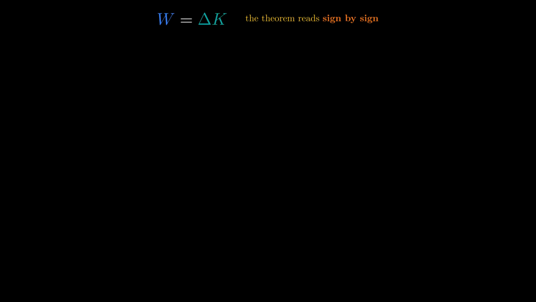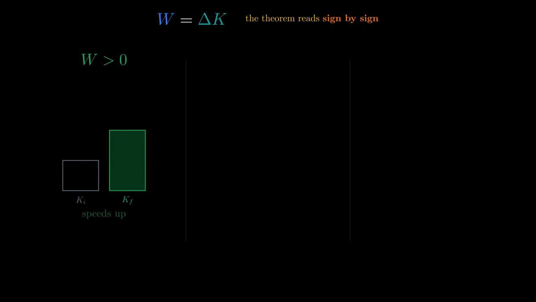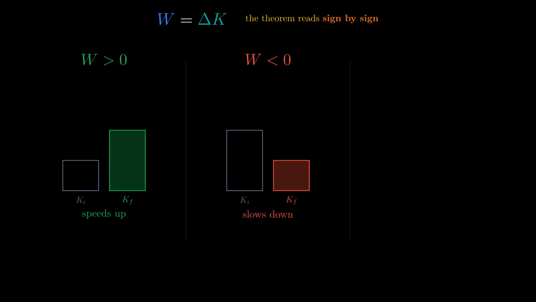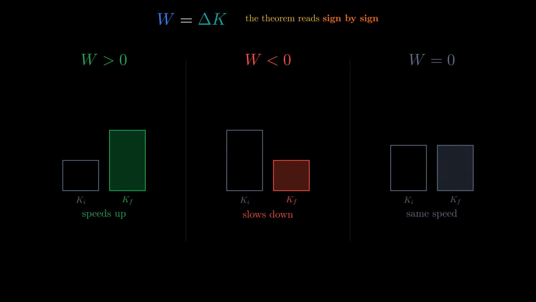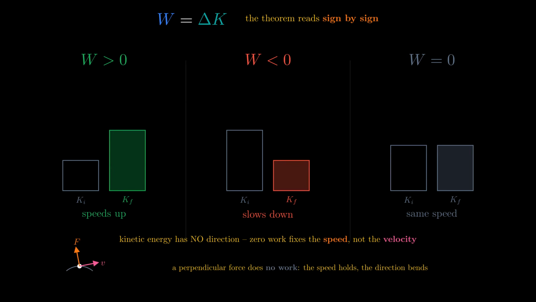The theorem reads sign by sign. Positive total work, kinetic energy rises and the body speeds up. Negative total work, kinetic energy drains and the body slows down. Zero total work, kinetic energy, and therefore speed, stays constant. Notice the word speed. Kinetic energy has no direction, so zero work does not promise constant velocity. A force held perpendicular to the motion does no work and never changes the speed, yet it can bend the direction of travel.